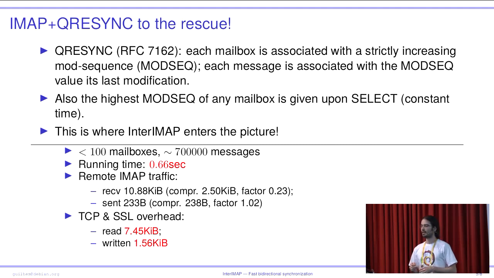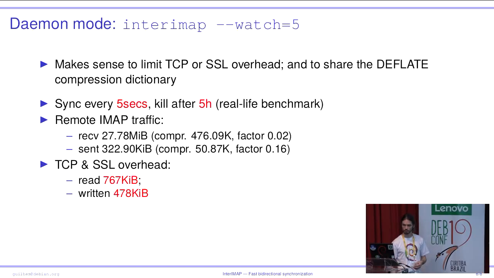Because you're going to connect to the remote IMAP server, so you're going to have the TCP three-way handshake and then the SSL handshake, and then you're going to authenticate to the IMAP server. Well, that's pretty slow. And also for compression, the more data you have, the more clever the deflate algorithm will be, because it can reuse the previous dictionary it had. So it makes a lot of sense to have a daemon mode. And so this does work.